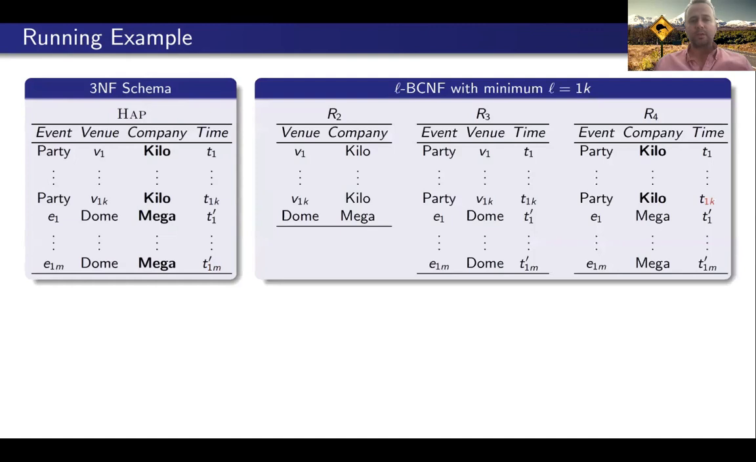In our running example, coming back to the original question, what minimum L can we achieve? So if you look amongst all FD preserving decompositions, then we can actually achieve that L equals 1K. So you can see nicely in here how the redundancy of mega was eliminated, right, via the join over R2 and R3. And kilo still needs to be preserved because of the FD preserving property in here, but we only require 1K.